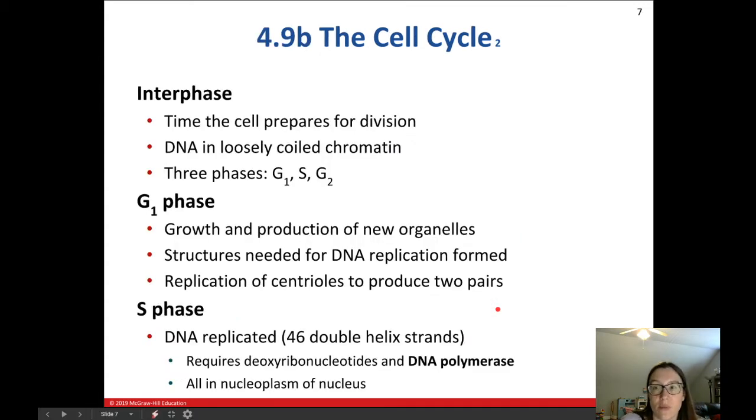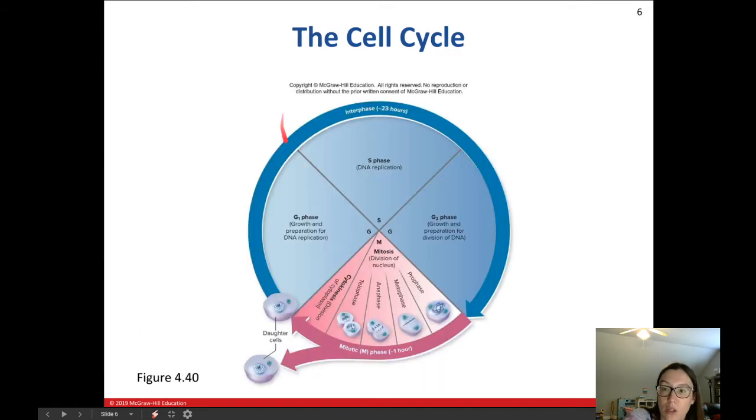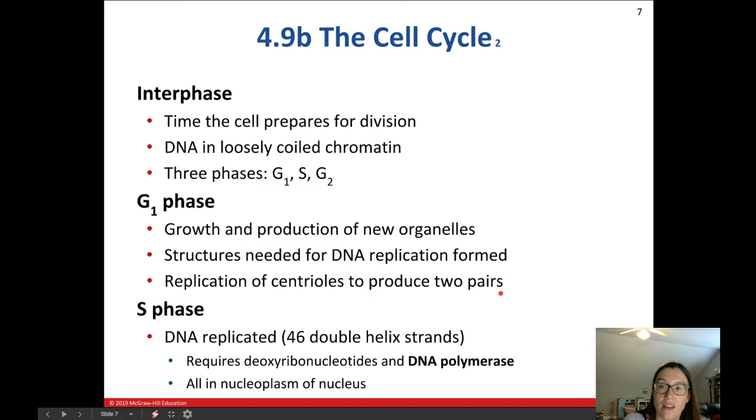So interphase, as we said, is this main blue area here. This whole thing is interphase. It lasts around 23 hours, and this is while the cell is preparing for cell division. In this time, the DNA is loosely coiled as chromatin, right? Because we're going to be replicating the DNA, and it needs to be loosely coiled in order for our nucleotides to bind, and for our DNA polymerase to be working.